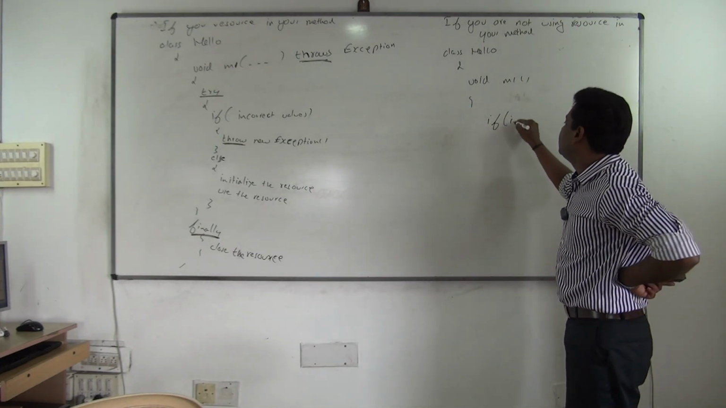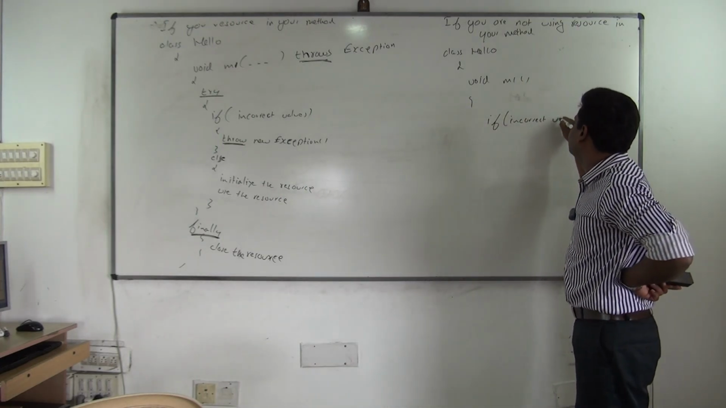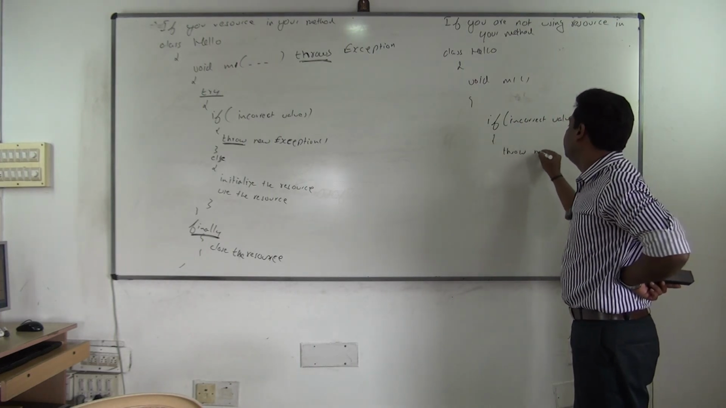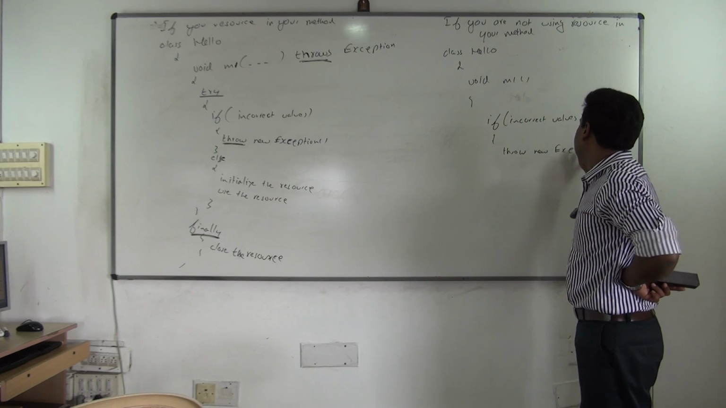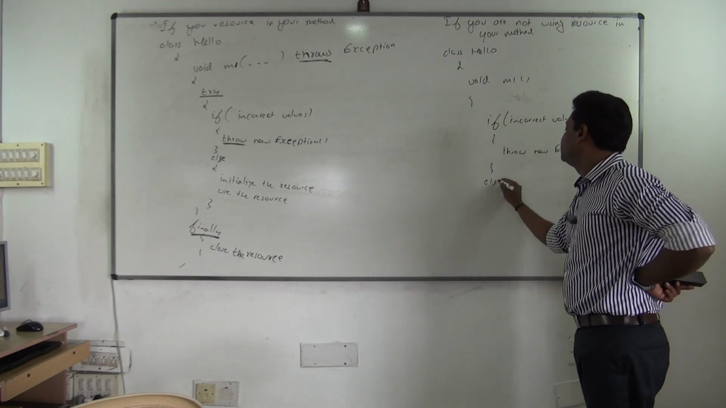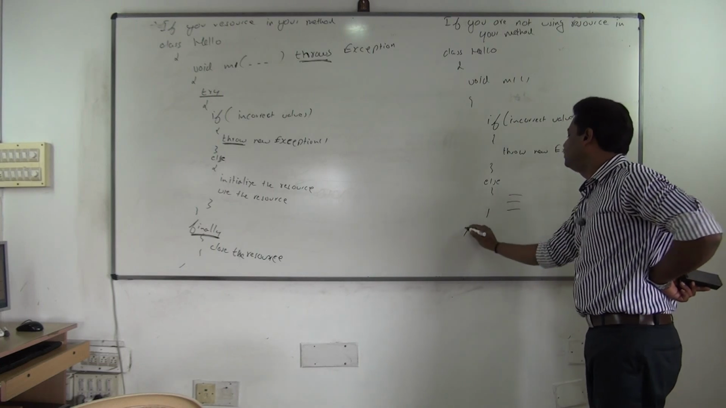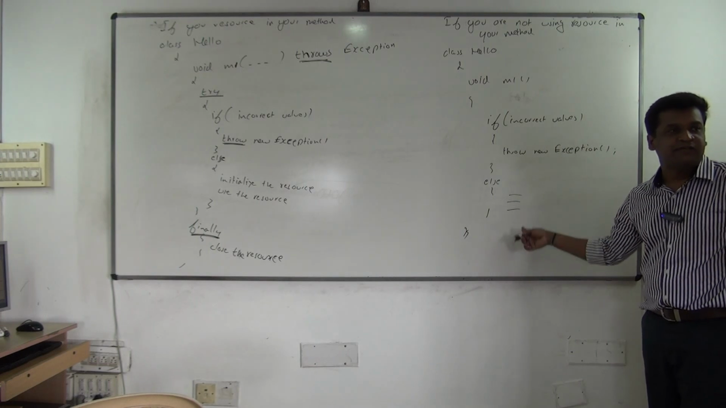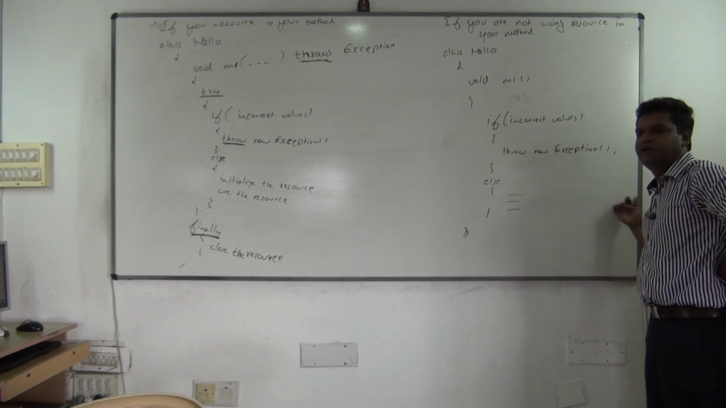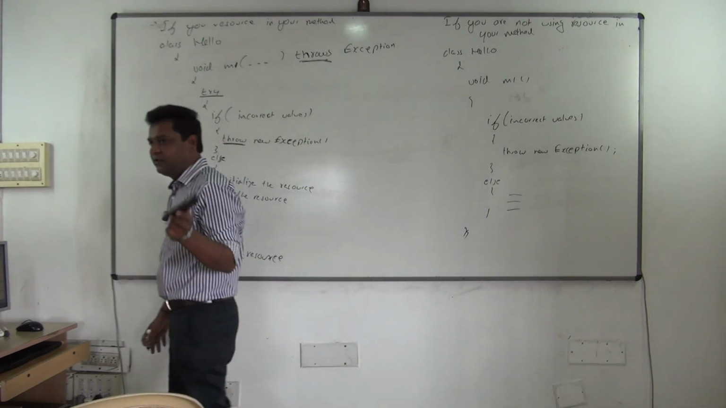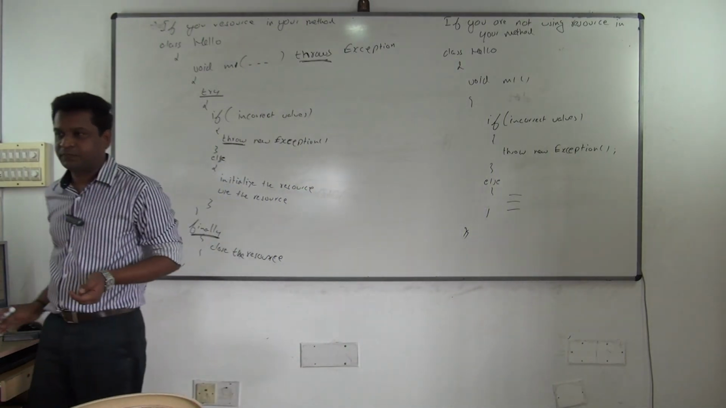If incorrect values, what will you do? Throw a new exception. Else execute. That's it. Don't write try, don't write finally. If an exception occurs, what happens? Here also, while executing, if some exception occurs, it will come back to you only. That's it. Any class you take, any method you take, this is how they write almost all.